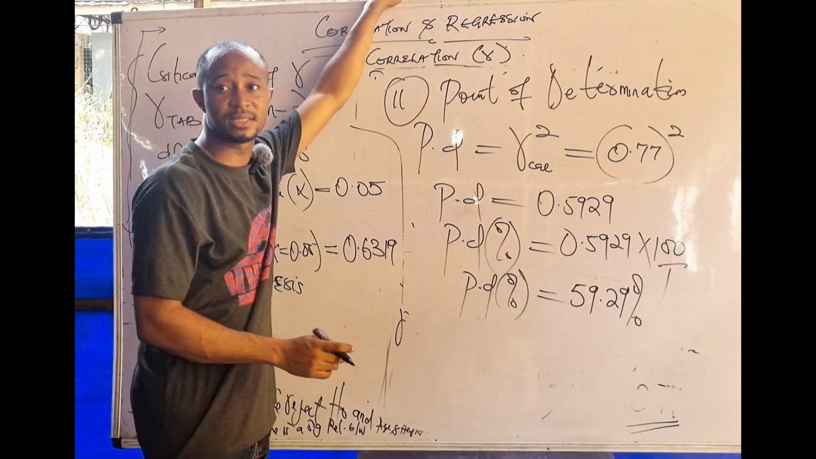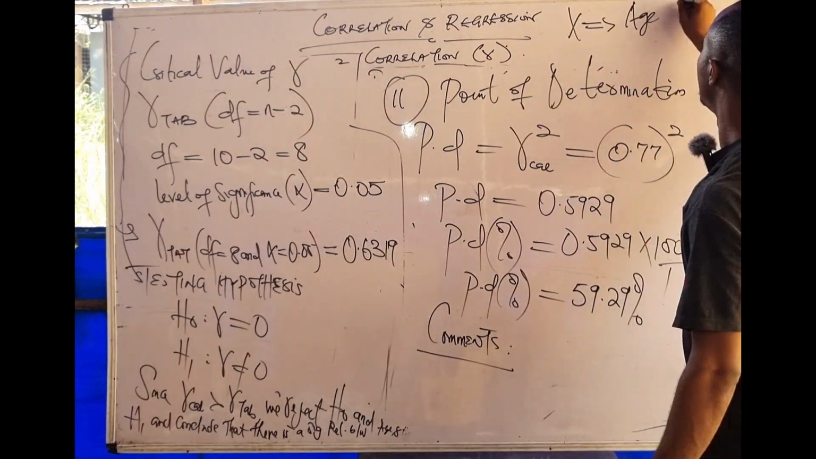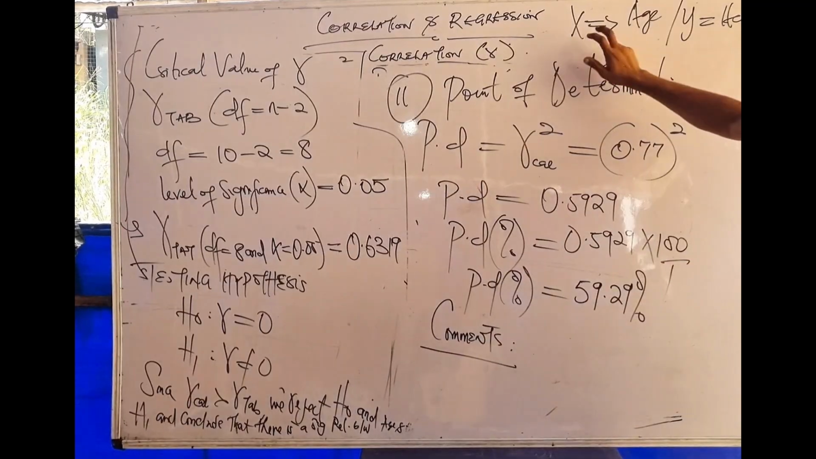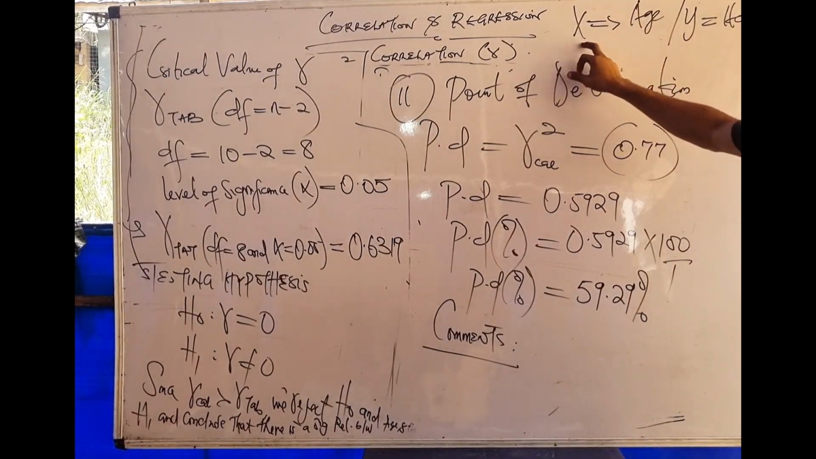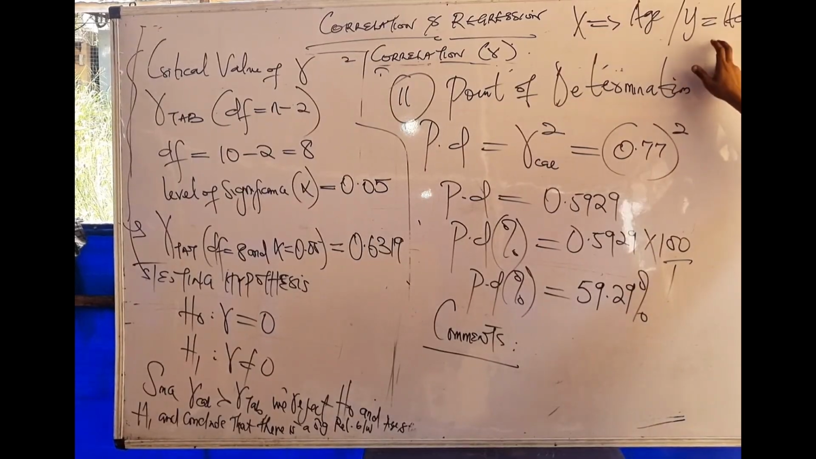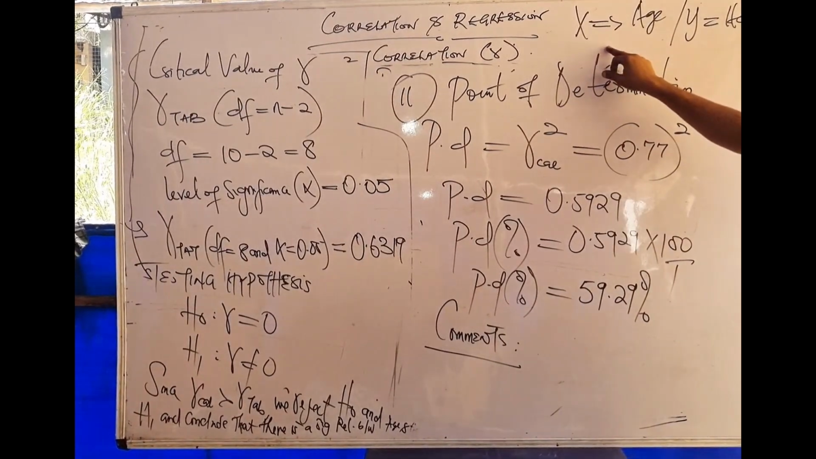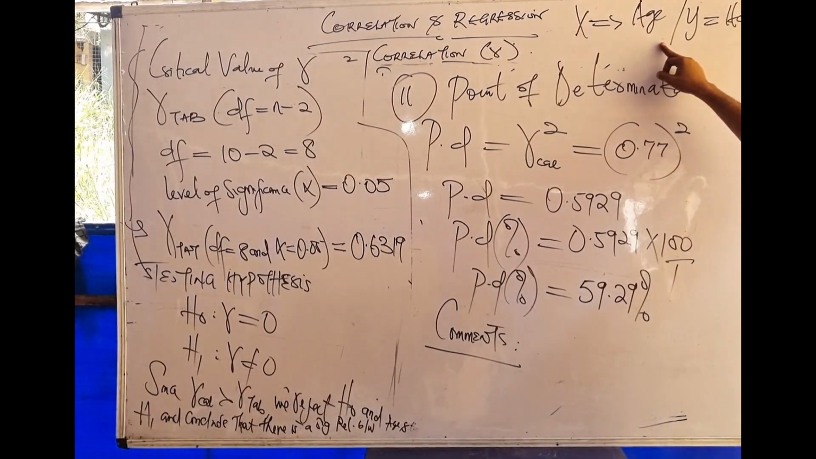Now, comment. What does X represent? Age. What does Y represent? Height. Please pay attention. X is age, Y is height. X represents the independent variable. Y represents the dependent variable. That means that Y depends on X. It means that the height depends on age.